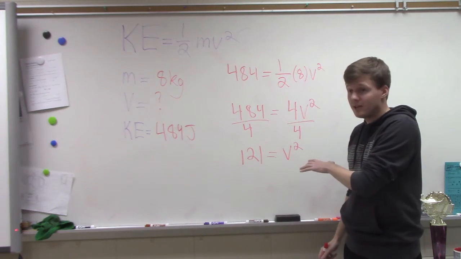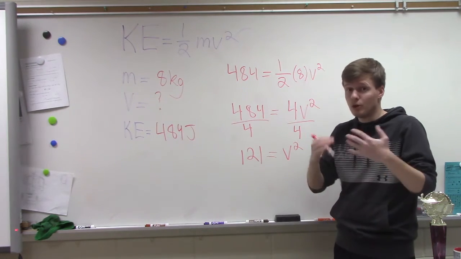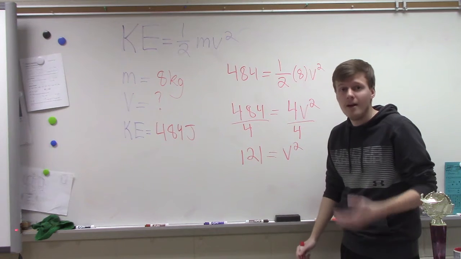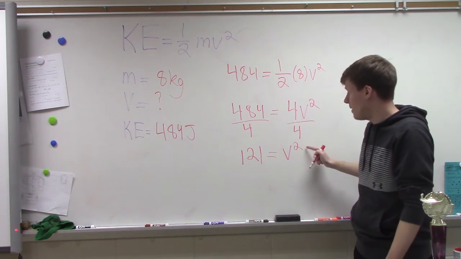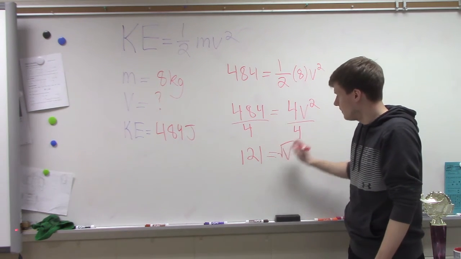Now, on the test, or sorry, the quiz, many people stopped at this point, and I was really happy that most people got to this point, and they solved that v squared equals 121, but there's one last thing you got to do. You can't leave that exponent there. We do have to get rid of that squared. So how do we undo squared? We basically do square root.